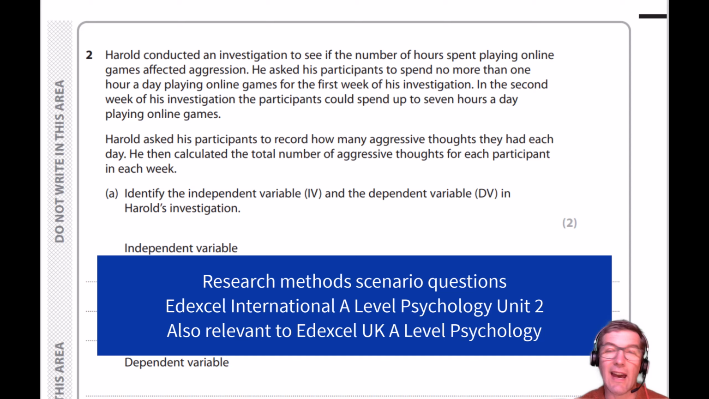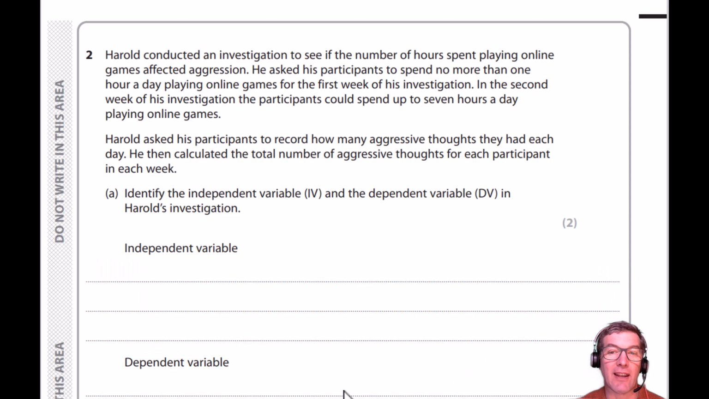Hi, we're looking here at a question from an Edexcel International A-Level Psychology paper 2 in the biological psychology section, but it could equally well come up in a UK A-Level psychology paper for Edexcel. Exactly the same questions could be asked because it's really just assessing the same research methods content that's in both courses. We're going to look at all parts of the question.